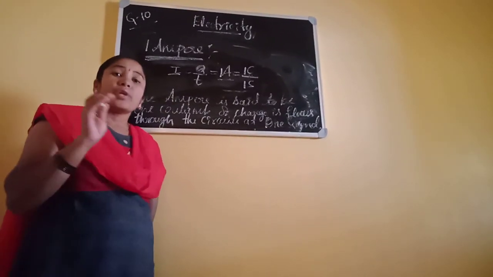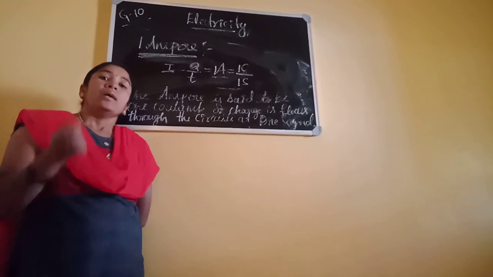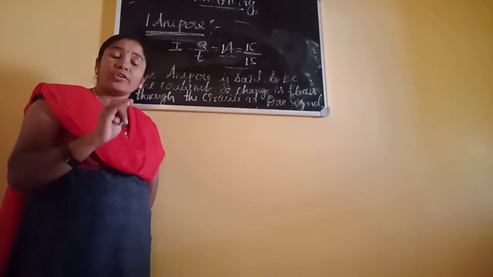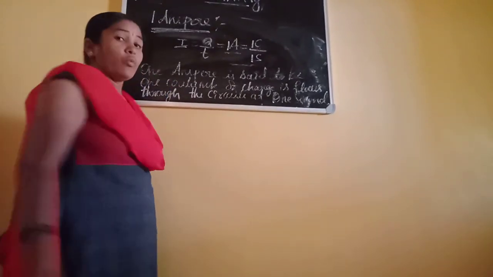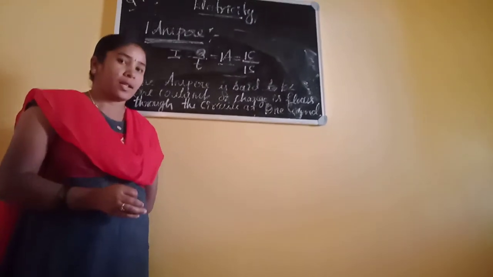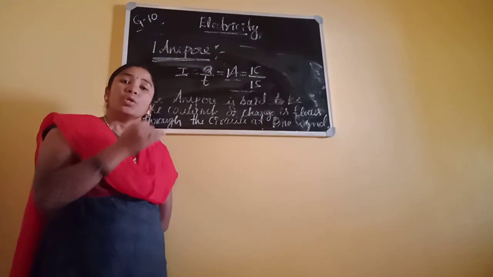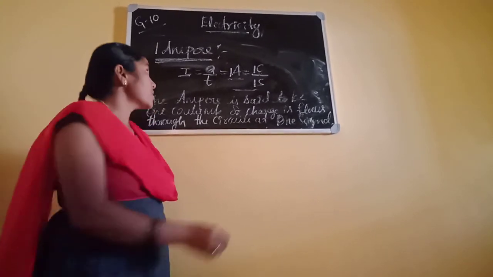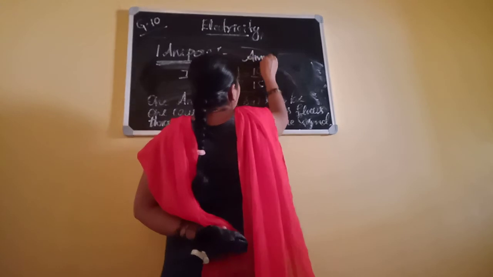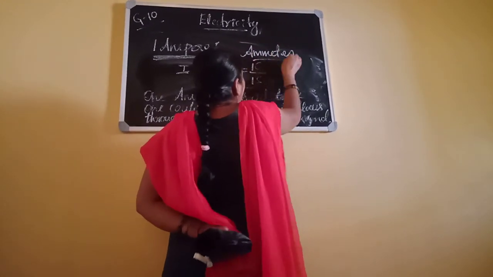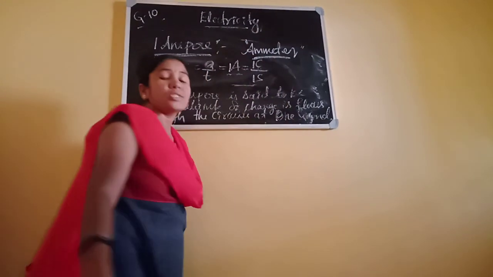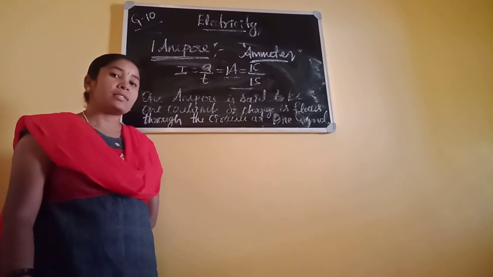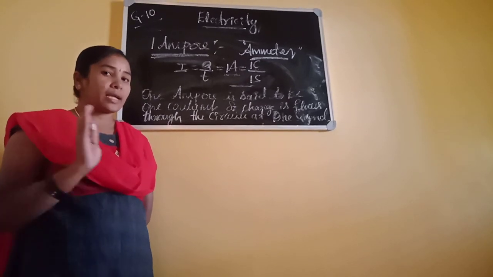Understand? Dear students, you now know the definition of electric current, the formula of electric current, the SI unit of electric current, then how to define 1 ampere, and which device is used to measure electric current. Which device? Ammeter. What is an ammeter? An ammeter is a device used to measure the electric current in the circuit. Dear students, now let's see some numerical problems.